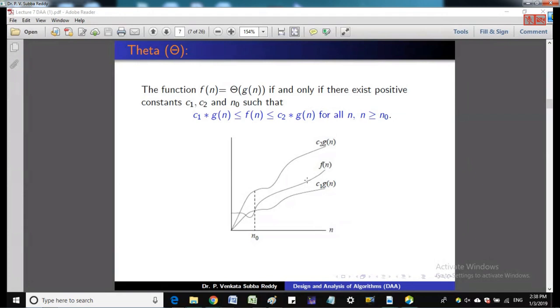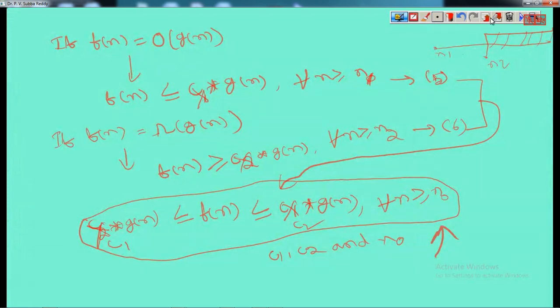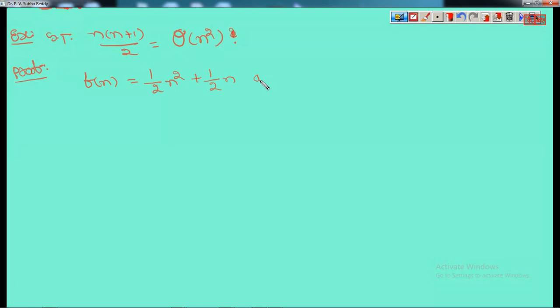Now, how to show it? For example, show that n into n plus 1 by 2 is theta of n square. Then how to prove this? That means the two sides are of the same order. Say f of n equal to n into n plus 1 by 2. That means 1 by 2 times n square plus 1 by 2 times n. And g of n is n square.